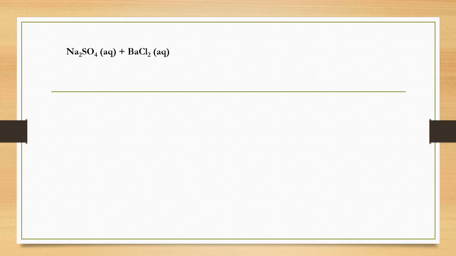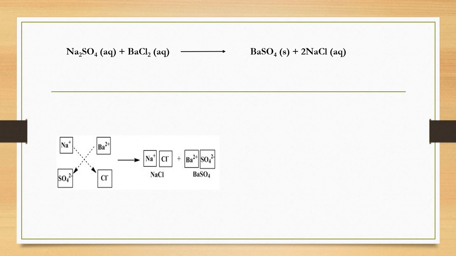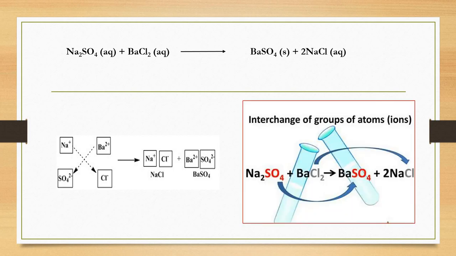The equation would be Na2SO4 when reacted with barium chloride BaCl2 gives BaSO4, which is an insoluble solid precipitate, and NaCl, which is in aqueous form. Here the ions are exchanged. That's why the reaction is a double displacement reaction.